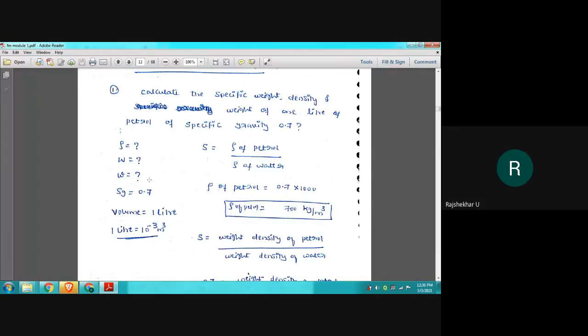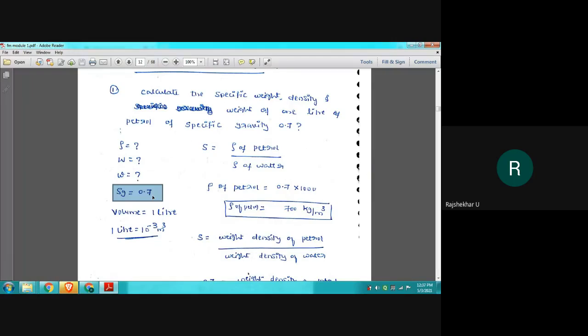I will just explain to you. Then you want to find out the weight of 1 liter of petrol. Weight means we will find it in newtons. The only thing given is specific gravity 0.7. And how much is the volume of 1 liter of petrol? How much volume will it take? It will take just 1 liter volume.